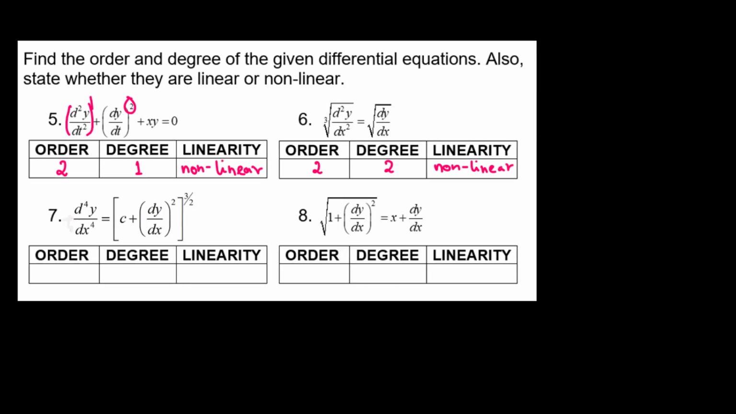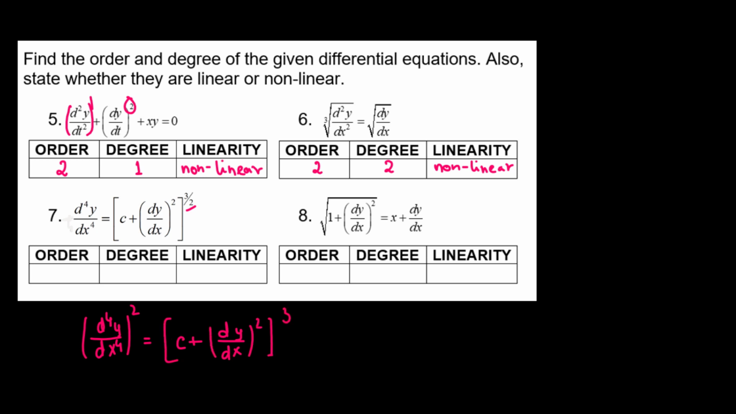Problem number 7. Here we have the fourth derivative of y with respect to x equals c plus the first derivative of y with respect to x squared, whole raised to the power of 3 over 2. Now since we have a radical term on the right hand side, we need to reduce it. That is going to be done by squaring both sides. We have the fourth derivative of y with respect to x whole squared equals c plus the derivative of y with respect to x squared, whole raised to the power of 3.